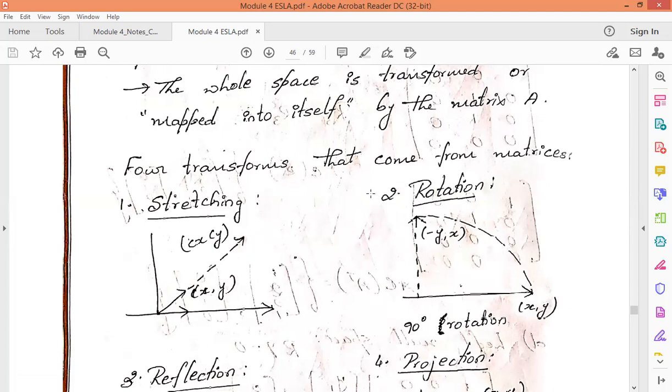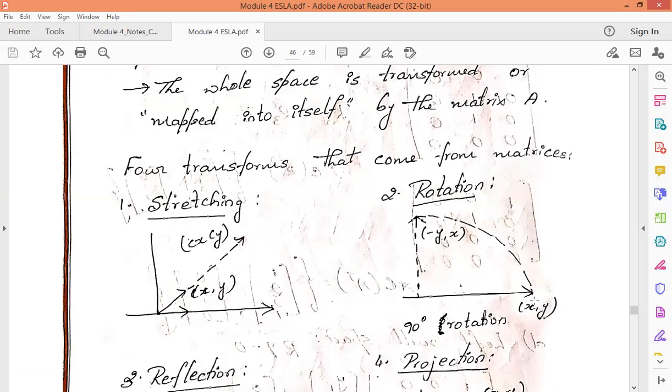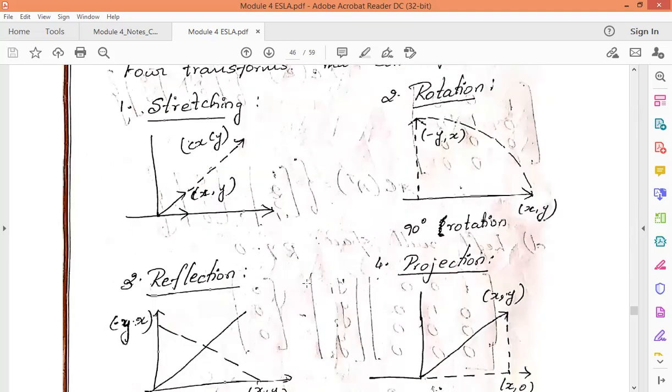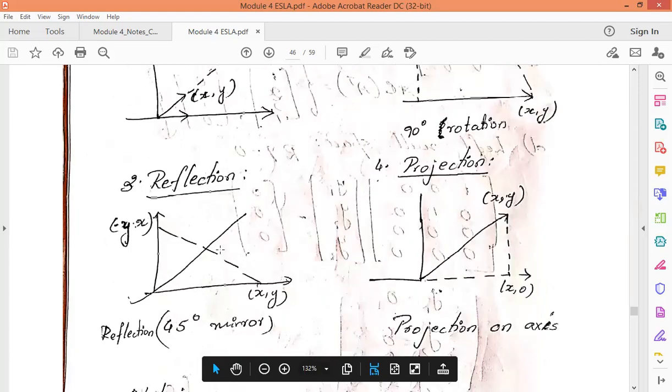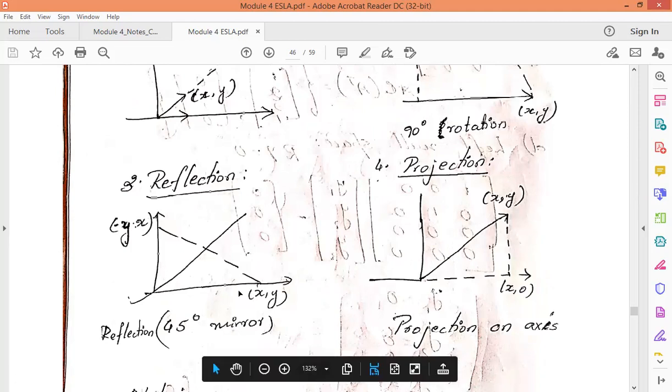The second type of transformation is rotation. You can rotate the point located at x comma y to another location. If you rotate this in the anti-clockwise direction, it will result in minus y comma x. The third type of transformation is deflection. If you deflect this, it will look like the dotted line. The fourth one is the projection. You can also find the projection for the linear transformation function.